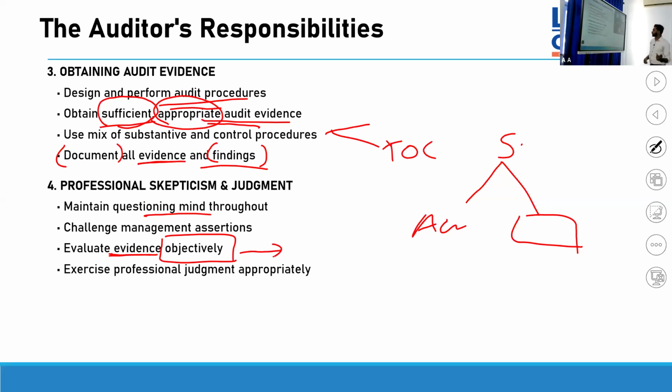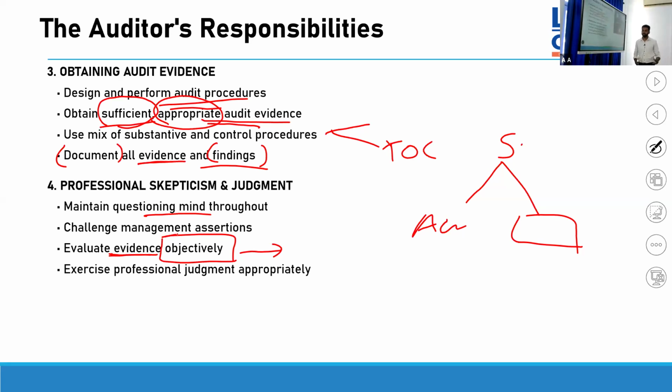Those are integrity, objectivity, confidentiality, professional competence and due care, as well as the professional behavior. Those are the ethical principles. Keep in mind, right? Objectivity is also such a kind of ethical principle.